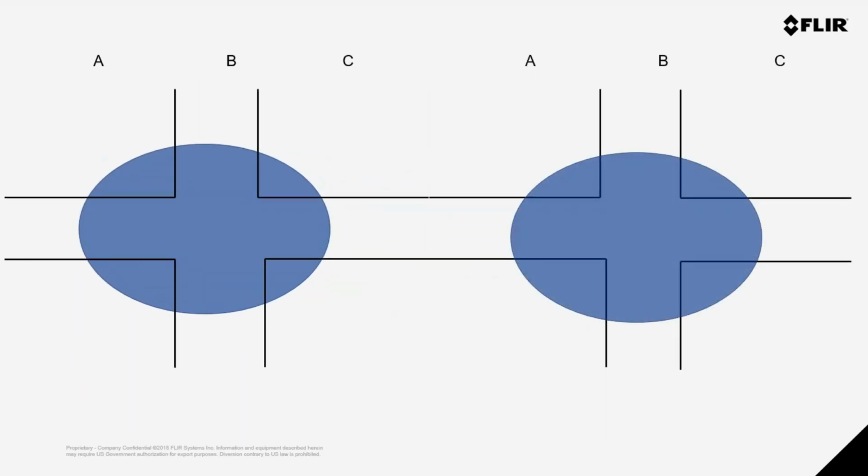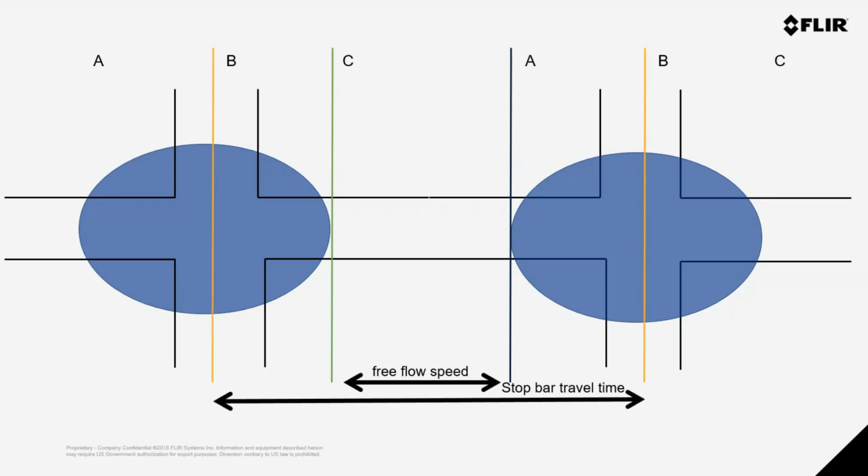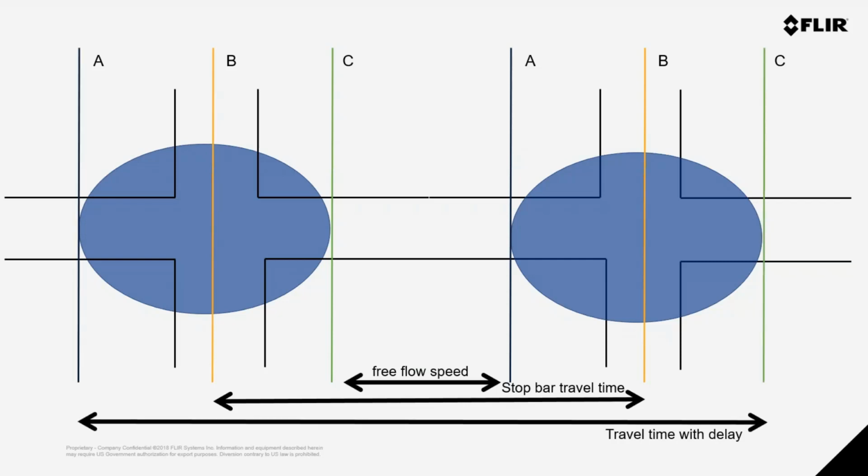So if I put it then, let's say we have two intersections. That allows us, with the information of these two intersections, very simply to know what the free flow speed is between a vehicle exiting the first intersection and arriving at the second one. Not only that, also the stop bar travel time, from stop bar to stop bar, or what was the total travel time from one intersection to another intersection with the delays in between. And those are the simple things.